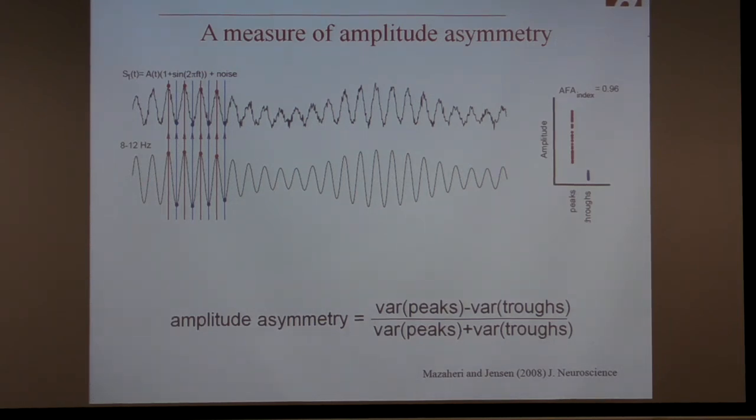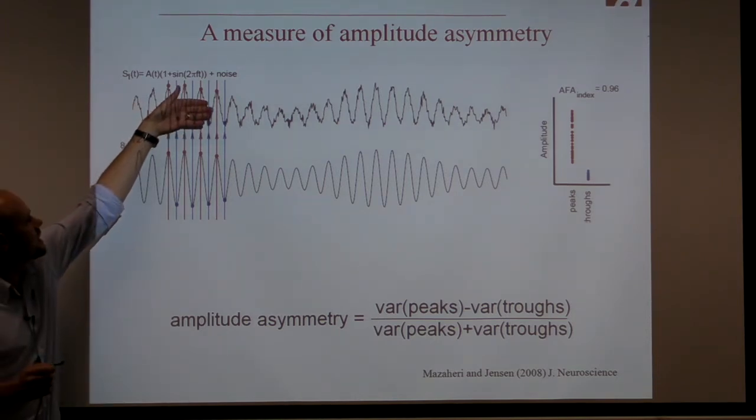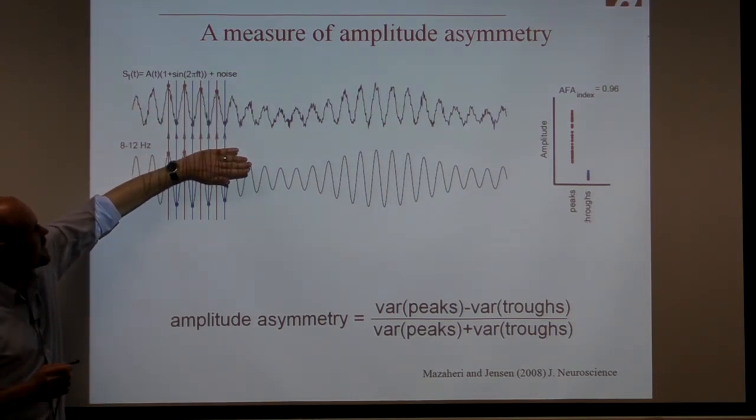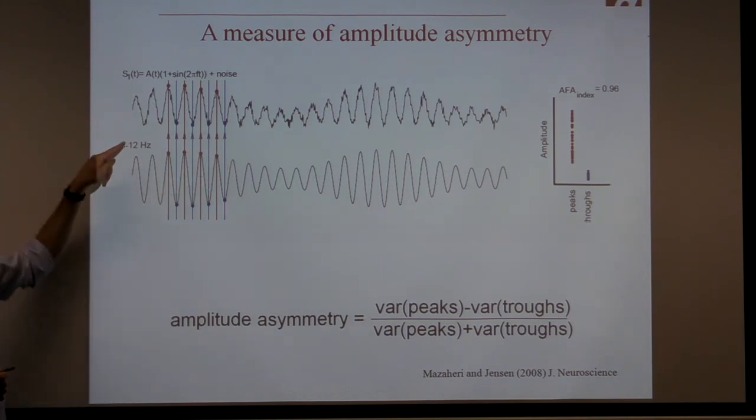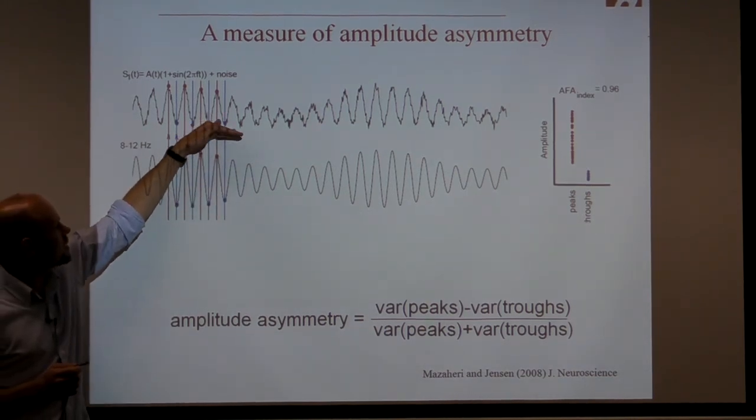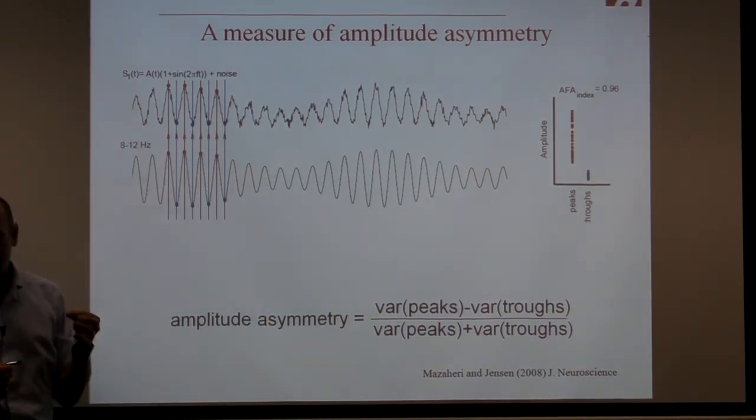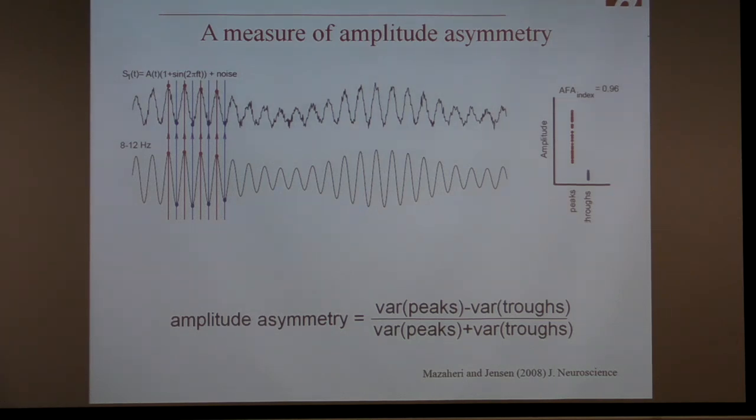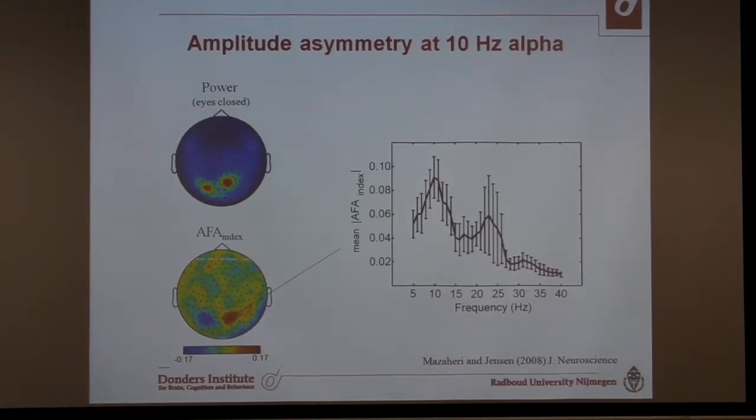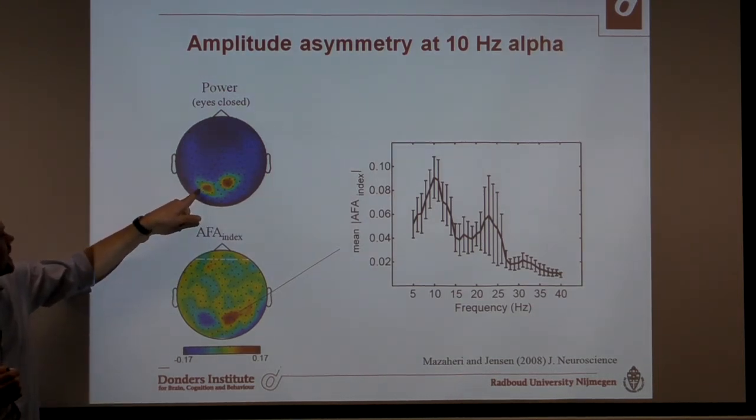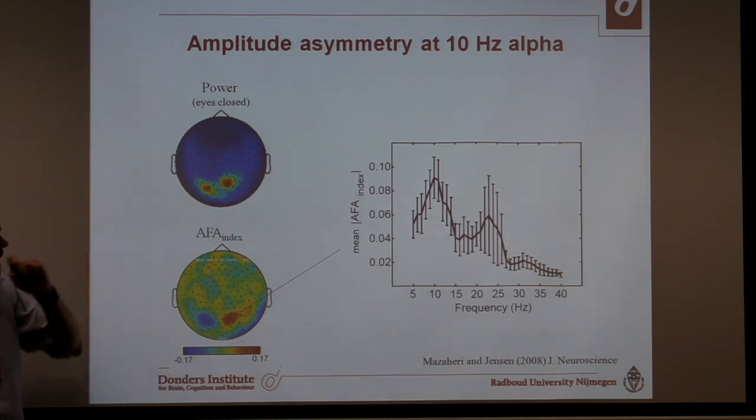So +1, strong amplitude asymmetry. Why -1? Well, imagine this here is flipped down, just mirrored down. Then you have the peaks being not modulated, but the troughs being modulated, and that's when you get -1, right? So we implemented this measure, and then we just applied it on some ongoing data. Just eyes closed data from a subject sitting there doing nothing. Strong power, this is 10 hertz over the back of the head.